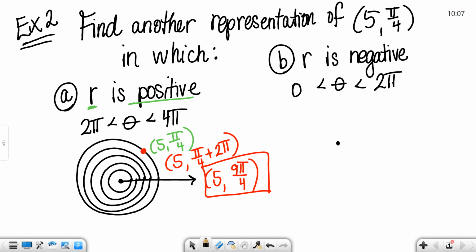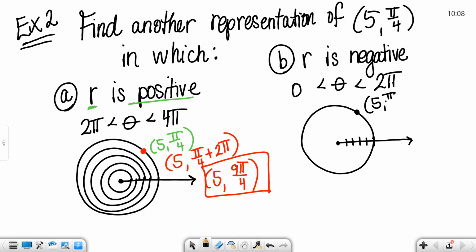Okay, so again, I'm going to start with where that is located. Now, instead of having to draw 5 circles, I'm going to do it like this: 1, 2, 3, 4, 5. That represents the 5th circle. And pi over 4 would be about right here. So this point is 5 pi over 4.